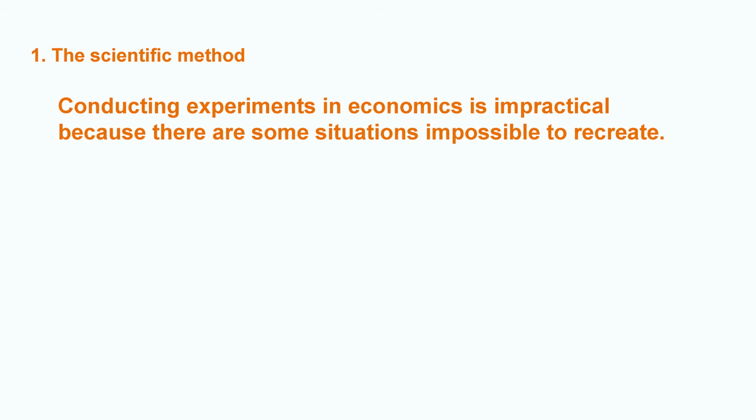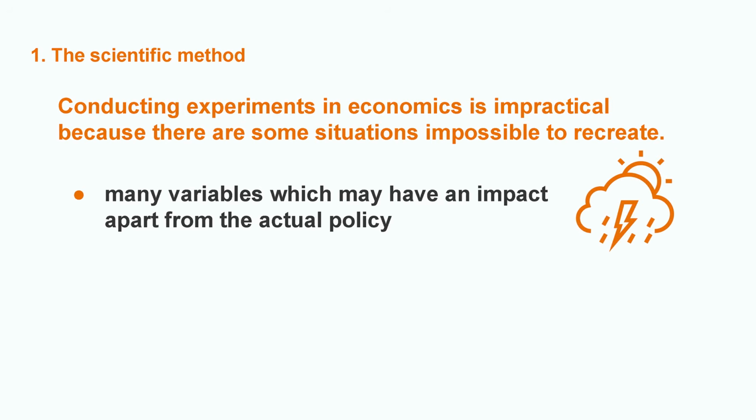However, in economics, there are some things which are impossible to recreate. For example, imagine that we want to analyze the effect of fiscal policy. Suppose an increase in public spending on an economy's total output. First of all, there are many variables which may have an impact apart from the actual policy. Output may increase or decrease due to other things not related to the decision made by the government. For example, if we are speaking of an agricultural country, the weather is essential in order to have a good harvest. A good harvest can increase output, regardless of the decisions made by the government, and vice versa.